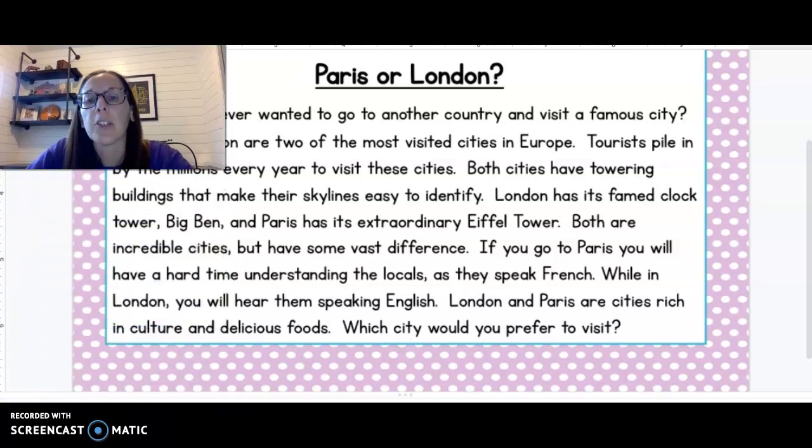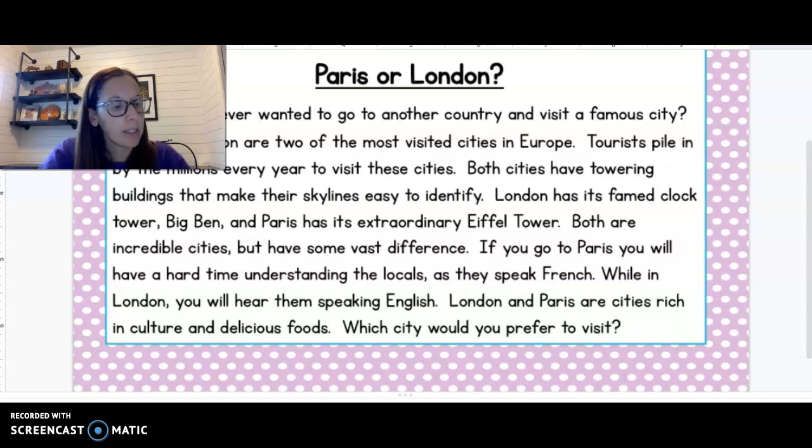If you go to Paris, you will have a hard time understanding the locals as they speak French, while in London, you will hear them speak in English. London and Paris are cities rich in culture and delicious foods. Which city would you prefer to visit?